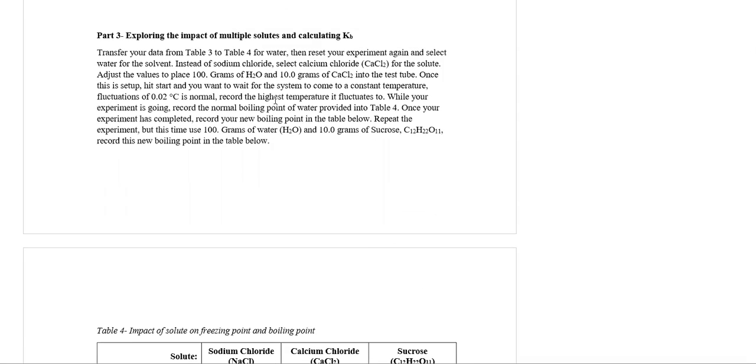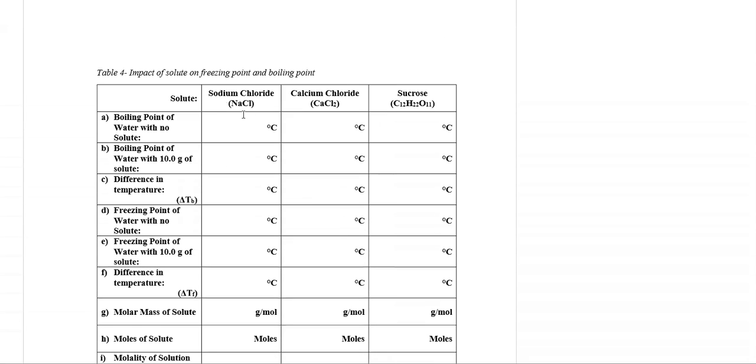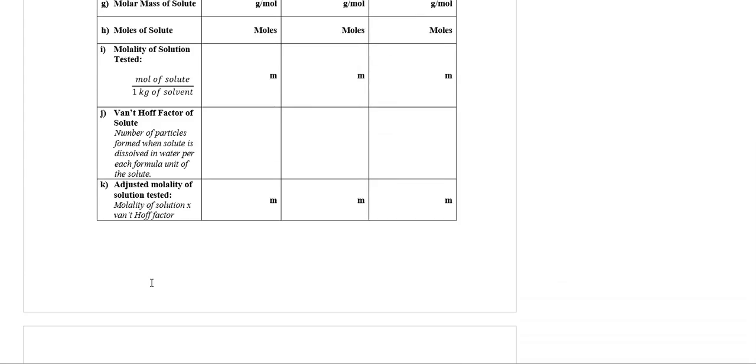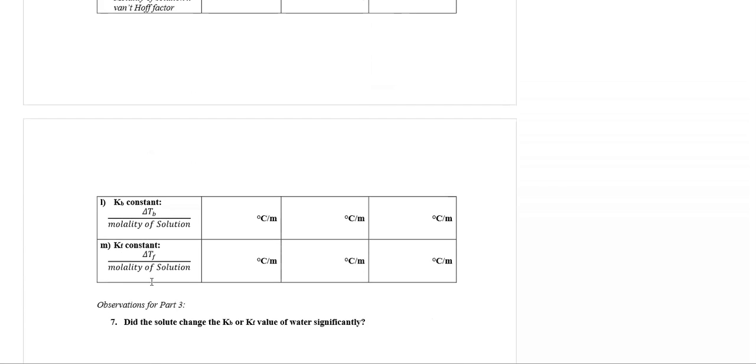And then towards the end, in part 3, we're going to explore the impact of multiple solutes. And then we're going to practice calculating a Kb, right? So you can see that this first column, it's something that we've already done. It's our water with our sodium chloride. But then we're also going to explore calcium chloride as well as sucrose. Once we get those, we're going to look at finding the molality of something as well as the van't Hoff factor, and then the adjusted molality of the solution after taking into account that.